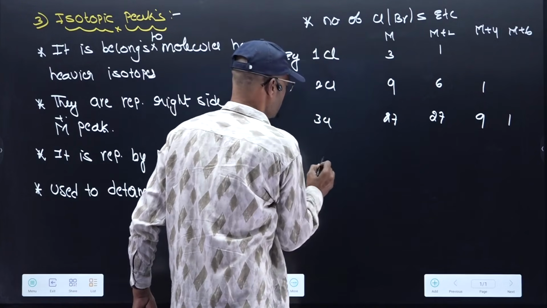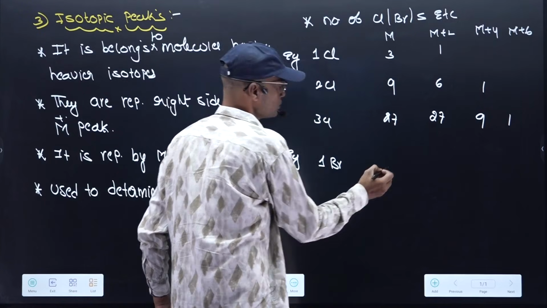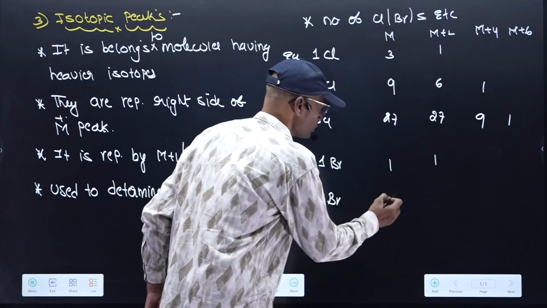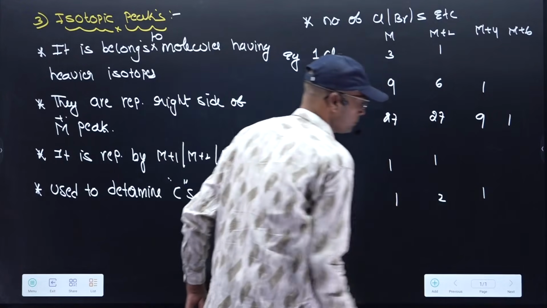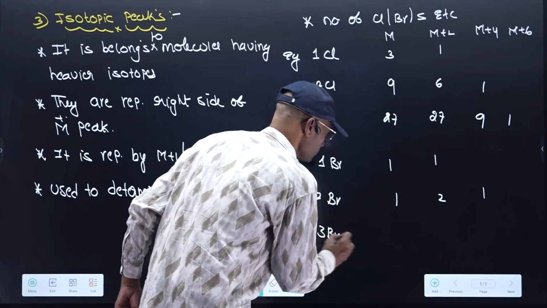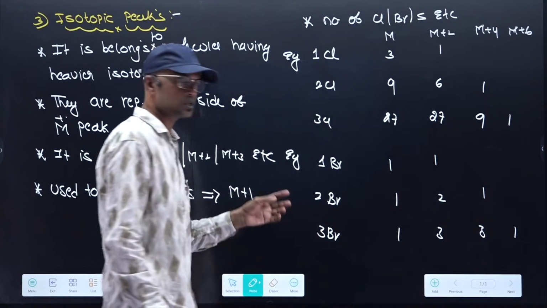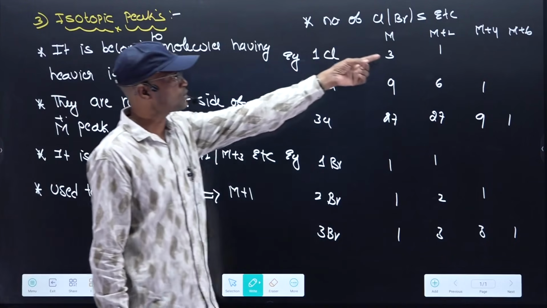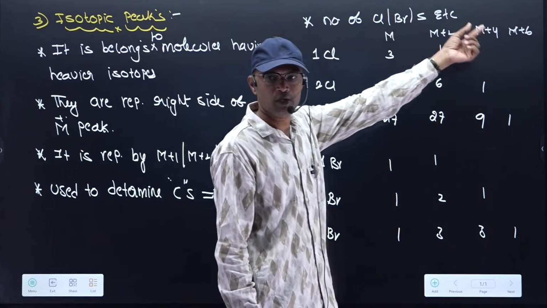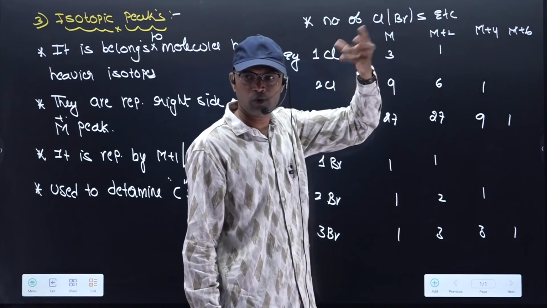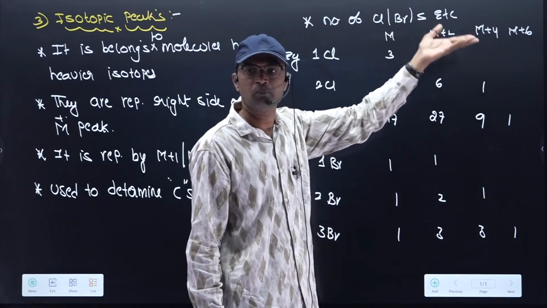Suppose if I take 1 bromine, what do you expect? 1:1 ratio. Suppose 2 bromines are present, what is the ratio? 1:2:1. Then if 3 bromines are present, 1:3:3:1. So based on this, it confirms that M+2, M+4 will give information about how many isotopic chlorines, bromines, sulfurs are present within the molecule.